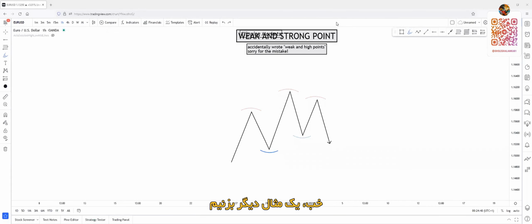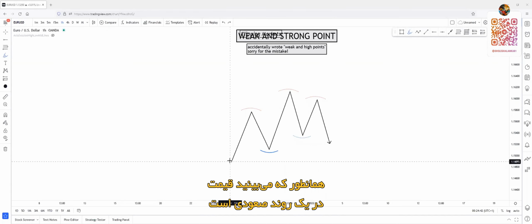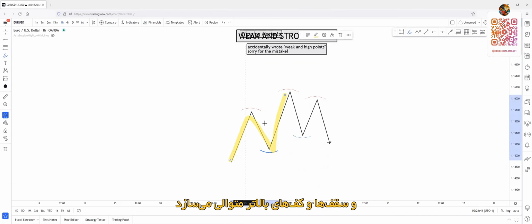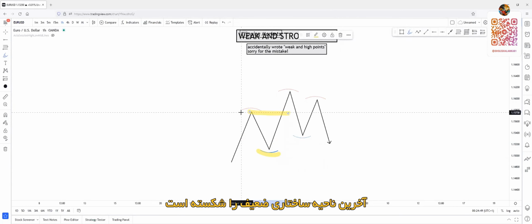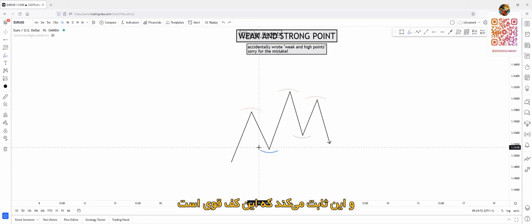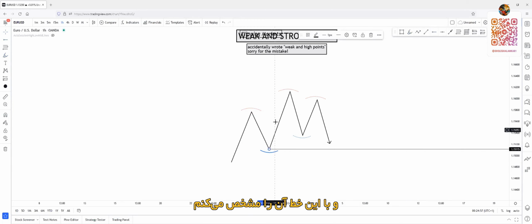Okay, so let's do another example. As you can see in this case, price is moving in an uptrend, creating a series of higher highs and higher lows. This strong low has been formed because it broke structure to the upside and broke the last structural weak point. So this proves this low will be strong. I will just mark it with this line. So this will be our strong low line.